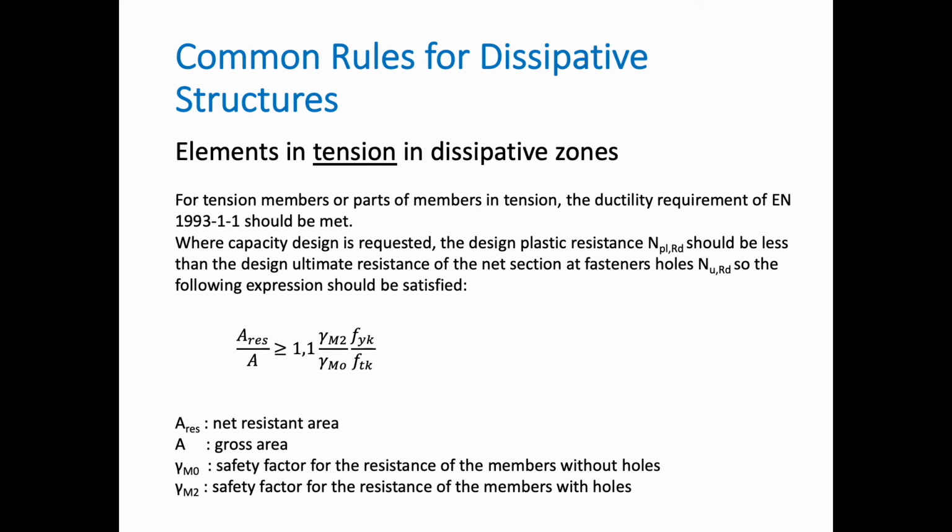For elements in tension or parts of members in tension, the ductility requirement of Eurocode 3 should be met. Where capacity design is requested, the design plastic resistance should be less than the design ultimate resistance. So the NPLRD should be smaller than the NURD. Therefore, the ratio A of the net resistant area over the gross area should be bigger or equal to 1.1 times the ratio.